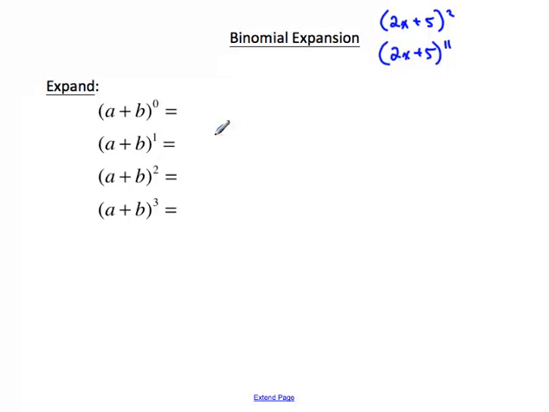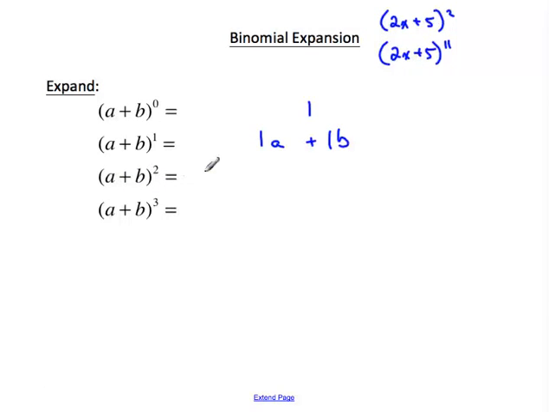So first, let's go back and look at this kind of expansion. If we had a generic expansion, a plus b to the power of 0, well, anything to the power of 0 is just equal to 1. And I'm going to write that all the way over here. You'll see why in a moment. If I change that exponent to 1, a plus b to the power of 1 is just a plus b. And I can think of that as being 1a plus 1b if I wanted to. There's an invisible 1 there as the coefficient. We know how to do this one.